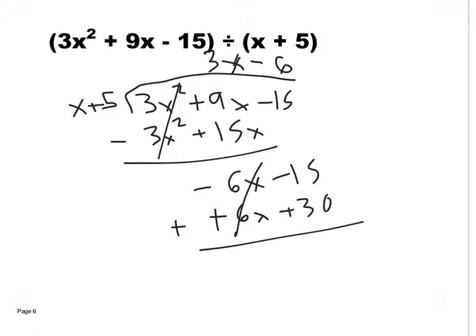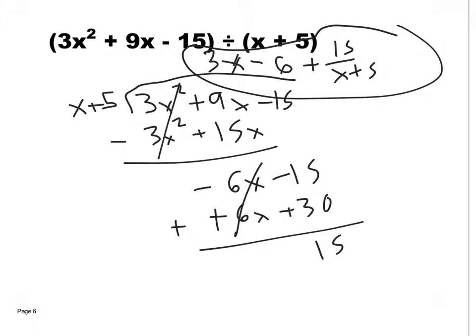What is negative 15 plus 30? Negative 40. Oh, negative 15 plus 30 is positive 15. Just 15. And that's your answer. 3x minus 6 with 15 over x plus 5. That's your remainder, so that's added on. And there's your answer.